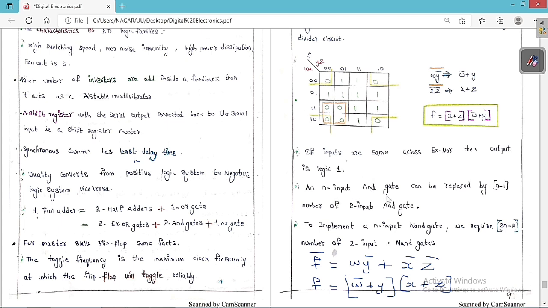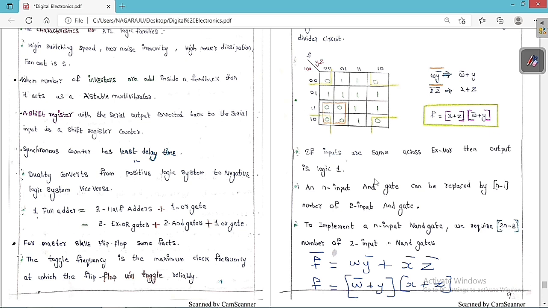An n input AND gate can be replaced by n minus 1 number of 2 input AND gates. Listen carefully. Similarly, to implement an n input NAND gate, we require 2n minus 3 number of 2 input NAND gates. These are the important things that you always have to keep in your mind.